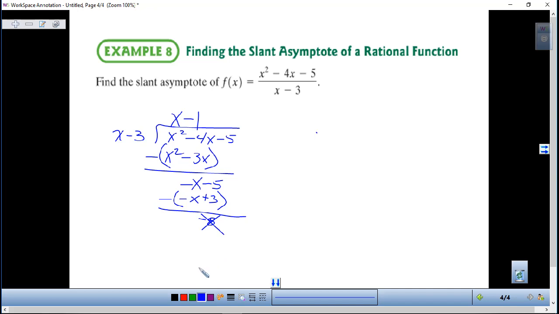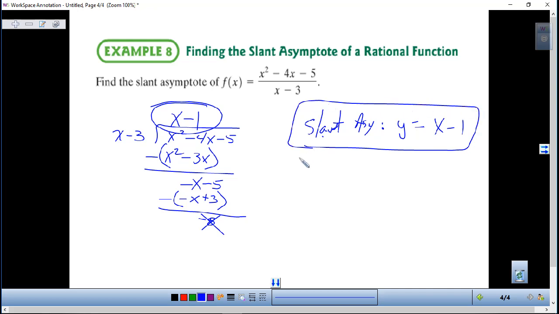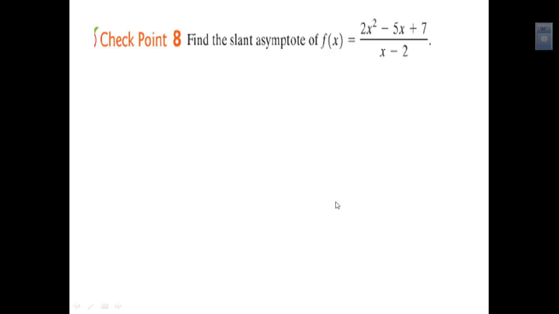Remember, we're going to ignore our remainder, and this is all we're looking for. So the slant asymptote is y equals this thing right here, x minus 1. All right, you guys try this one. I'm going to show you the answer in just a second, but I want you guys to pause the video and try it. You can do it using synthetic, or you can do it using long division, but your answer should come out to be the same both ways.